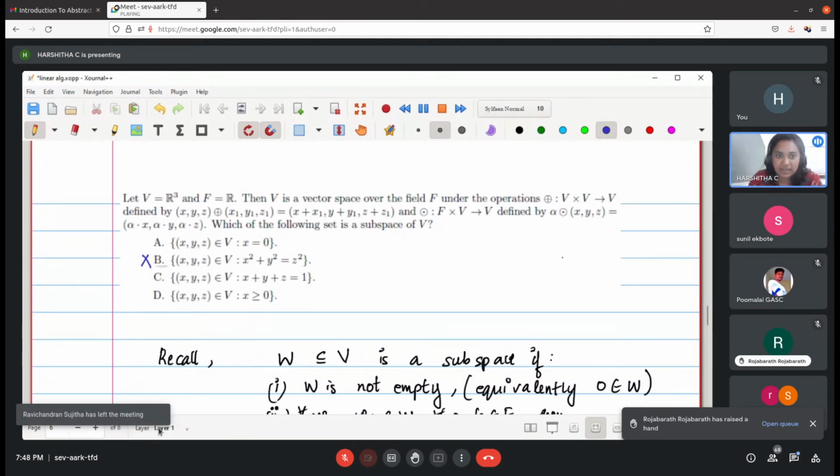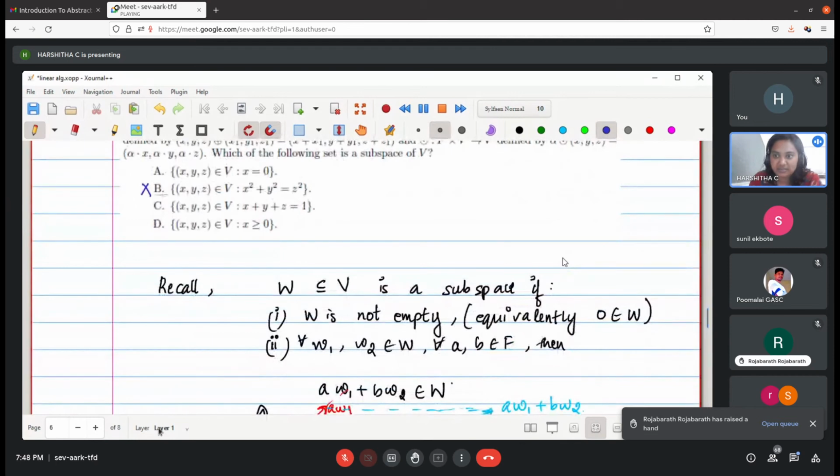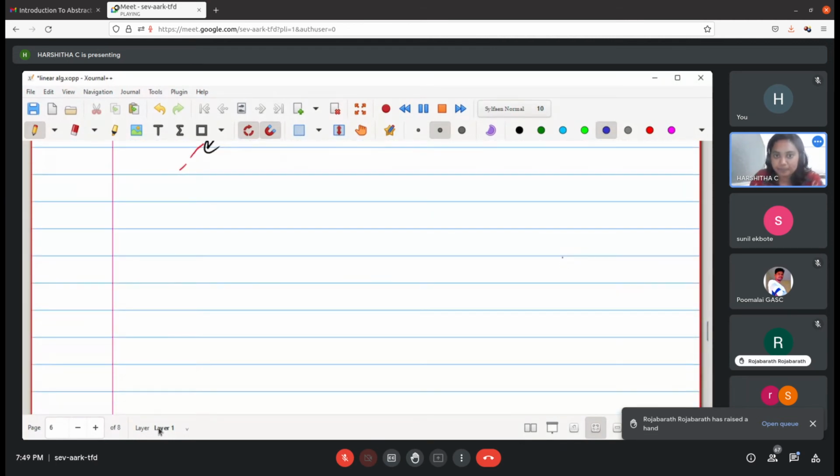Similarly, we can try for the other two. The other two are easier to plot, so I haven't got a picture. x plus y plus z equal to 1. So what will that look like?